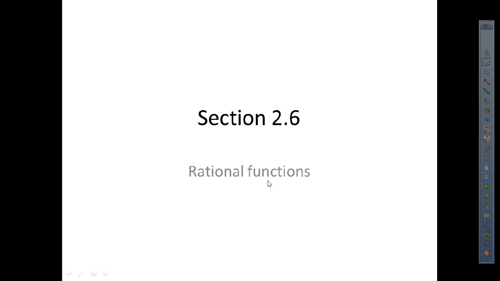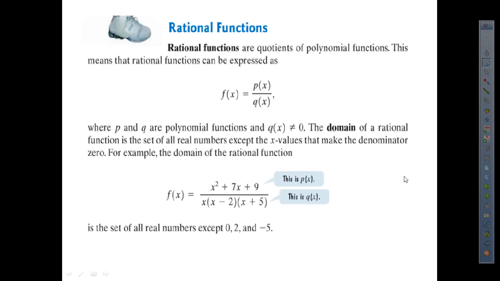And when we talk about rational functions, we're talking about functions that are fractions made up of one polynomial over another. So rational functions are quotients of polynomial functions. This means that a rational function can be expressed as p of x over q of x, where p and q are polynomial functions and q of x does not equal 0.